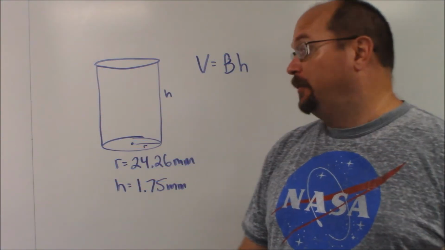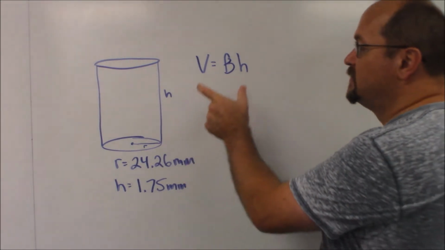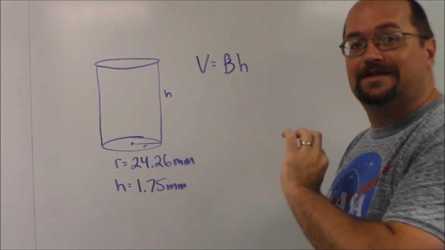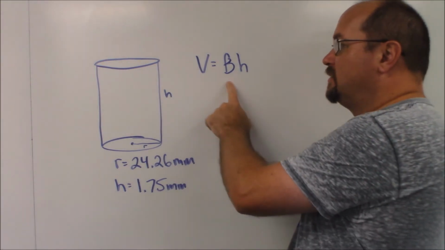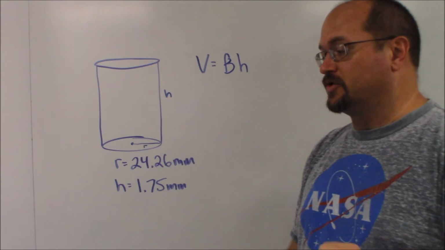So for this problem, we are finding the volume of a cylinder. All right, so first thing we want to do obviously is write down our equation from our reference material. We're going to modify this equation slightly because since we're dealing with a cylinder, the area of the base, the big B, we're actually going to substitute in the area for a circle in there.